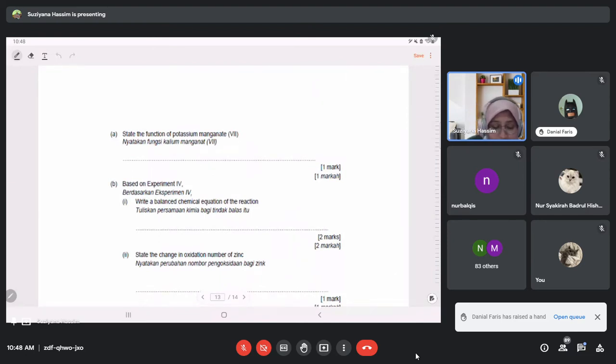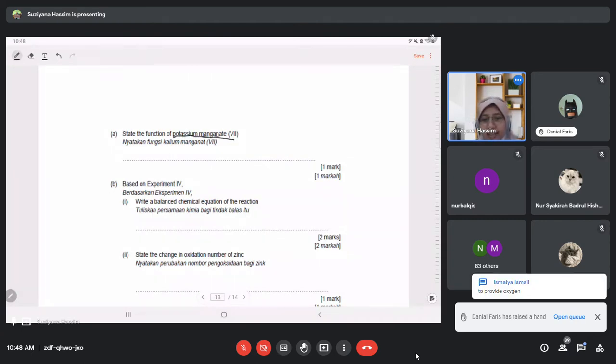Okay, state the function of potassium manganate(VII). Any comment? Can you write down the comment? What's the function of potassium manganate(VII)? The teacher explained earlier. Alright, good job Ismail, to provide oxygen. Fakihah, Ulia, good job, very good. Okay, good job.